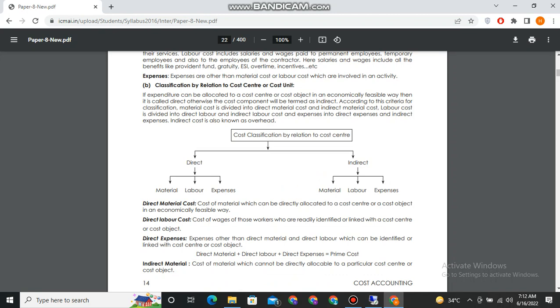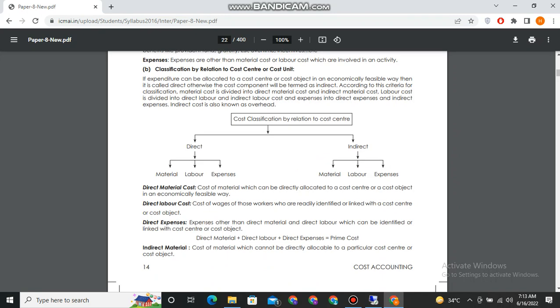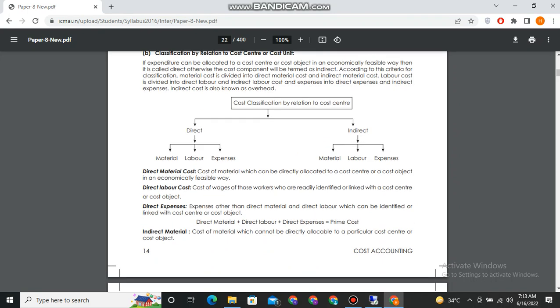Direct material plus direct labor plus direct expense is equal to prime cost. Indirect material. Cost of material which cannot be directly allocated to a particular cost center or a cost object.